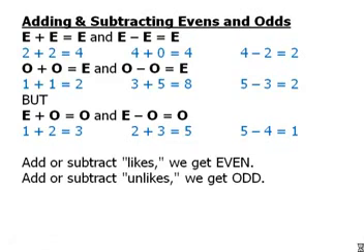So we can summarize all this by saying if we add or subtract likes, we get even. So as long as we're dealing with two of the same thing, two evens or two odds, then we add or subtract and we get an even. It's only when we mix and match, when we add or subtract unlikes, that we get an odd. For multiplying, we also have clear rules. They're a bit different.